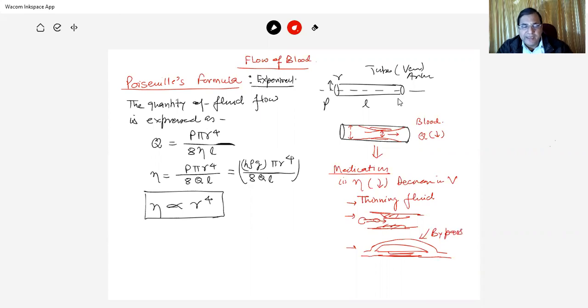So these are the remedies that are used in case of the fluid. Now, because of this, how much resistance is developed?